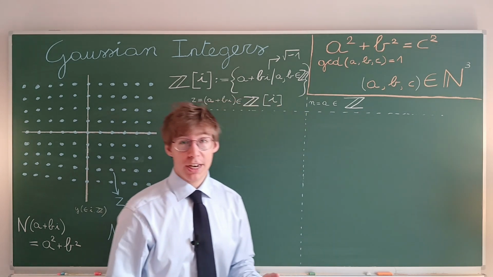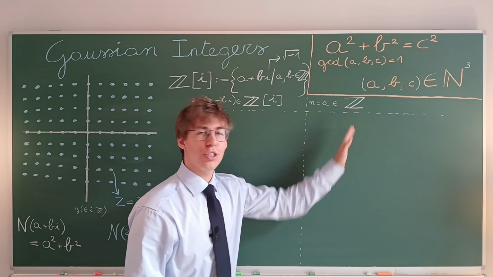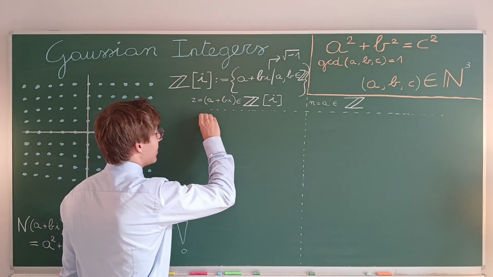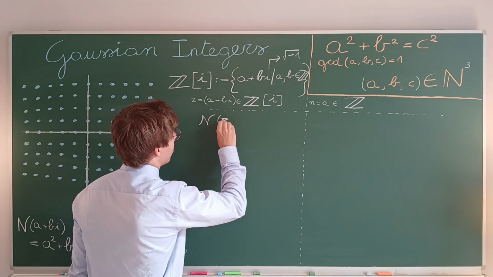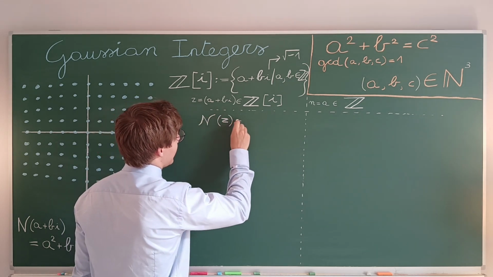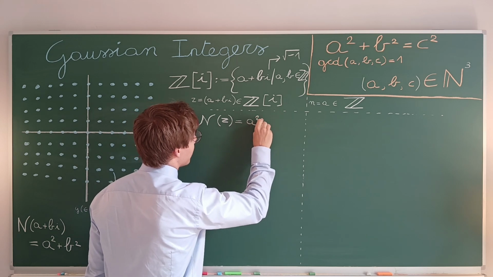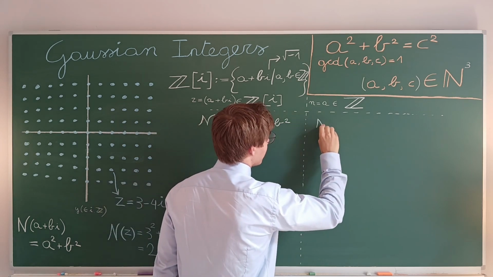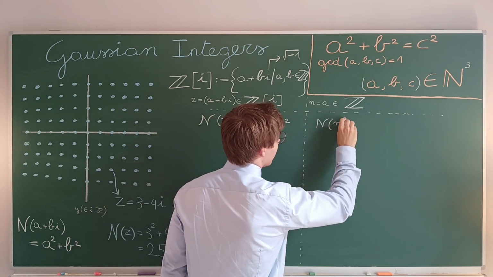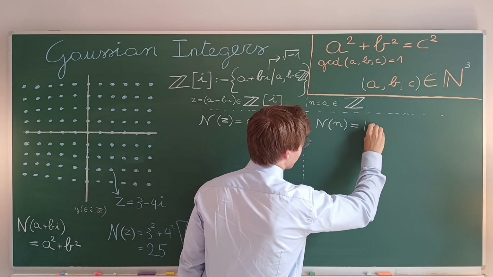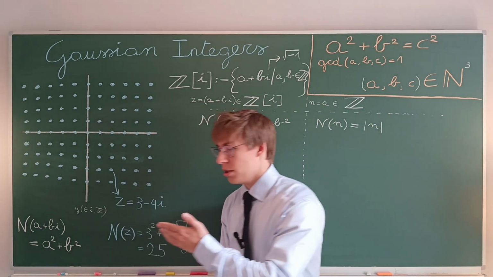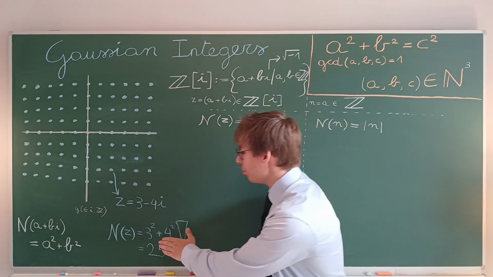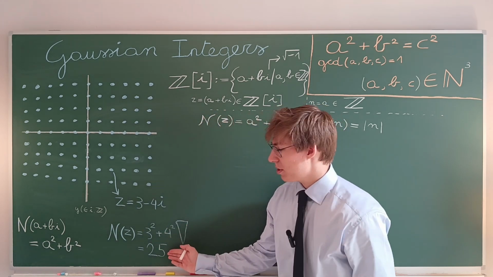Now let's look at some similarities between the Gaussian integers and the real integers that will be very important for the proof. And the first is the norm function. The norm of a Gaussian integer is defined as a squared plus b squared, while in the normal integers, the norm of n is just the absolute value of n. So let's give an example of z equals 3 minus 4i. The norm is equal to 3 squared plus 4 squared, which is 25.